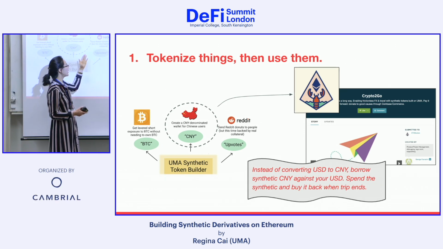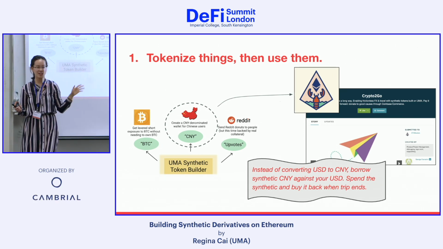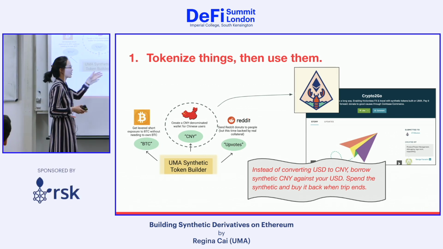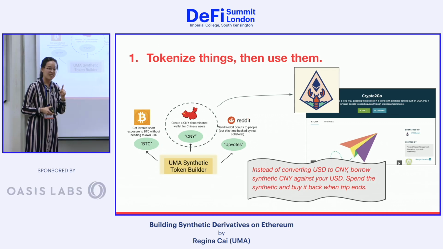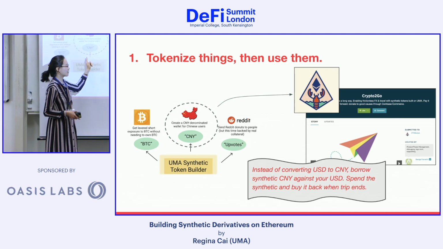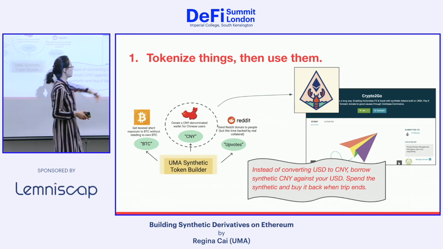Or you can do something like you can send Reddit donuts to people, but this time they're backed by real collateral, right? They're not just things that we're trading. They're actually backed by DAI or something. And one of the teams at ETH Boston took this idea and created something really cool. They created this thing called Crypto2Go.